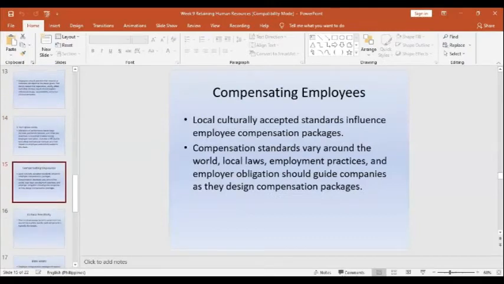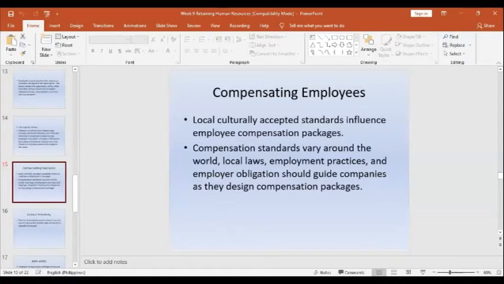Okay, so those are the factors that we call motivating employees. Okay, so the next one is how to compensate employees.